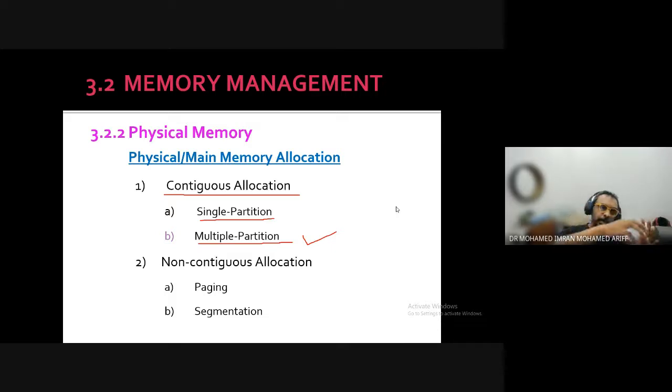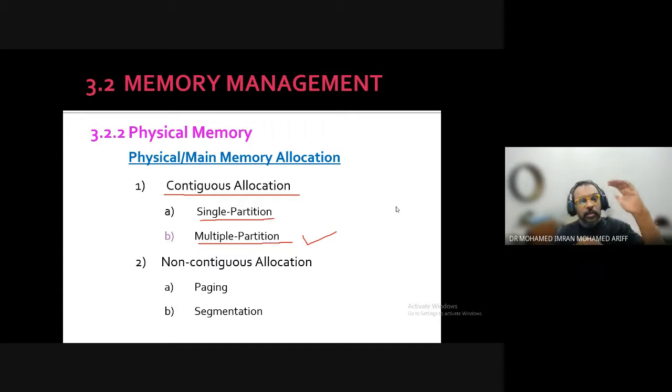Multiple partitions means ada kat atas, ada kat bawah. That means, let's say proses tu namanya proses A. So proses A1 ada kat atas, proses A2 ada kat bawah. What does that mean? That means ada data di bahagian atas, ada data kat bahagian bawah. Okay, that is multiple partition. Or it can be in a single partition.